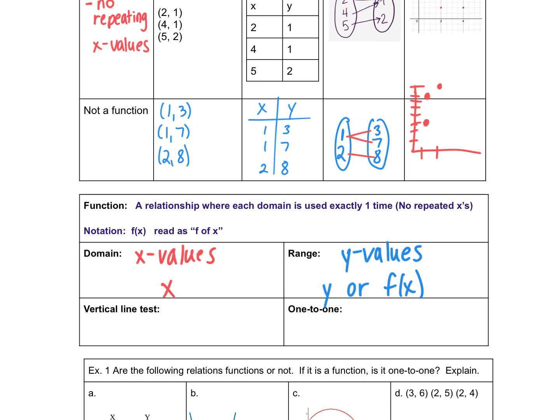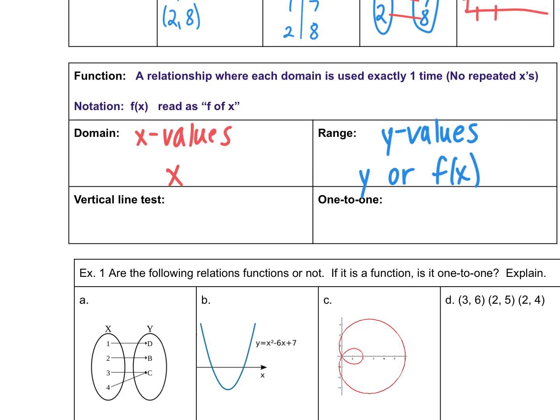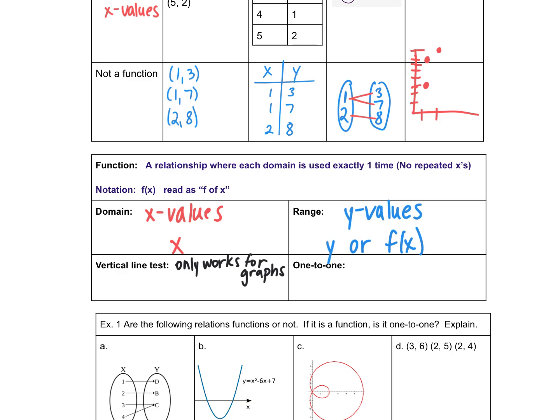Vertical line test. Just a couple more definitions here. The vertical line test only works for graphs. But basically, if I draw a vertical line through any point on a graph, if it only touches in one place, then yes, it's a function. If it touches in more than one place, then it can't be a function.